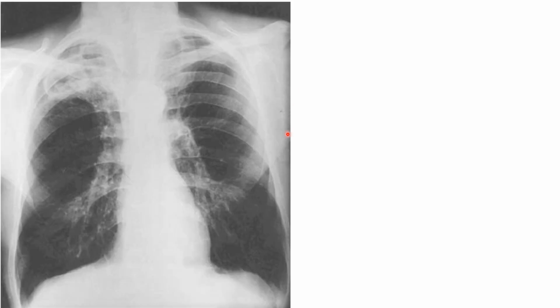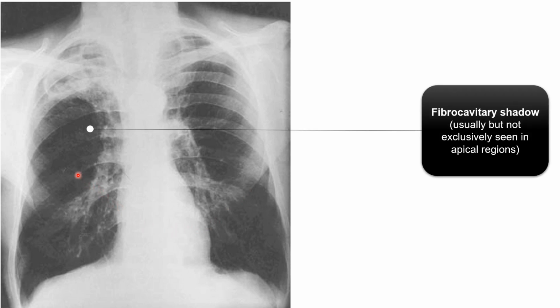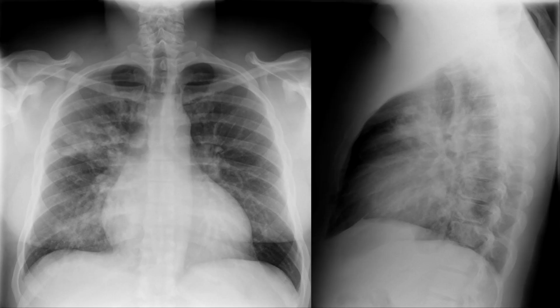Can you see this X-ray? What can you see here? Can you see the cavity and lung fibrosis? So this is a fibrocavitary shadow. This is also a finding that is very highly suggestive of tuberculosis. What can you see here? This is a finding that is often confused with tuberculosis.